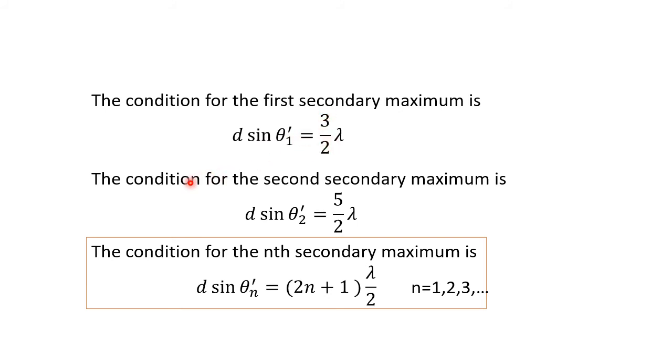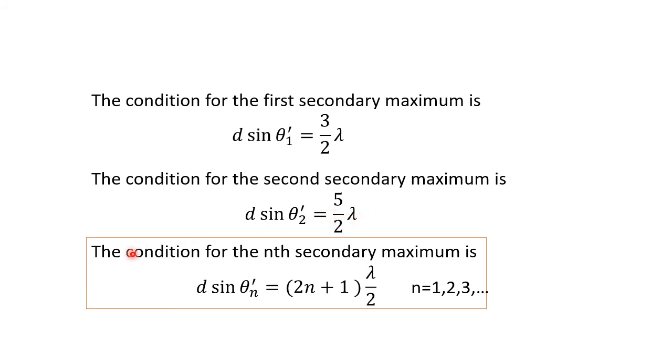Similarly, the condition for the second secondary maxima can be written as d sin θ2' equals 5/2 λ. In a similar pattern, I can write the condition for the third secondary maximum, which will be d sin θ3' equals 7/2 λ. For the fourth it will be d sin θ4' equals 9/2 λ.